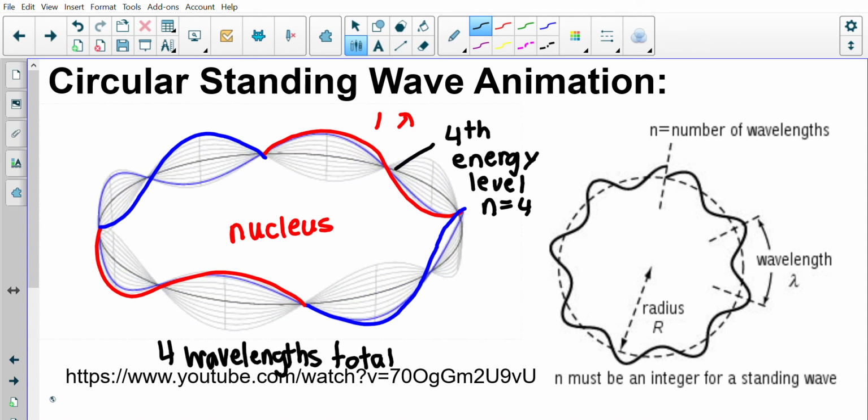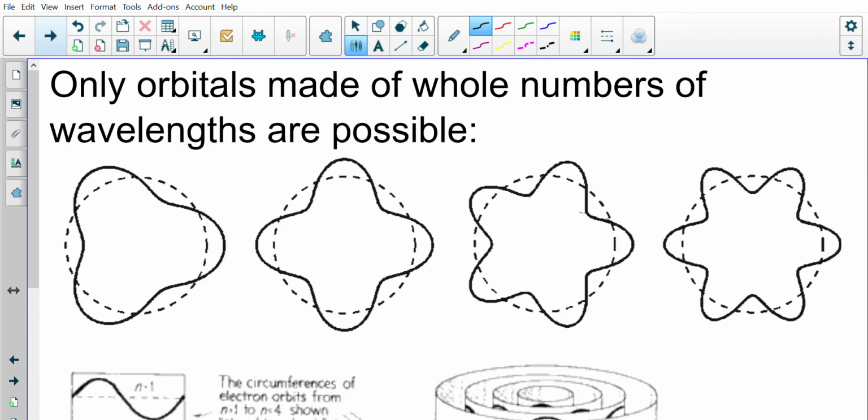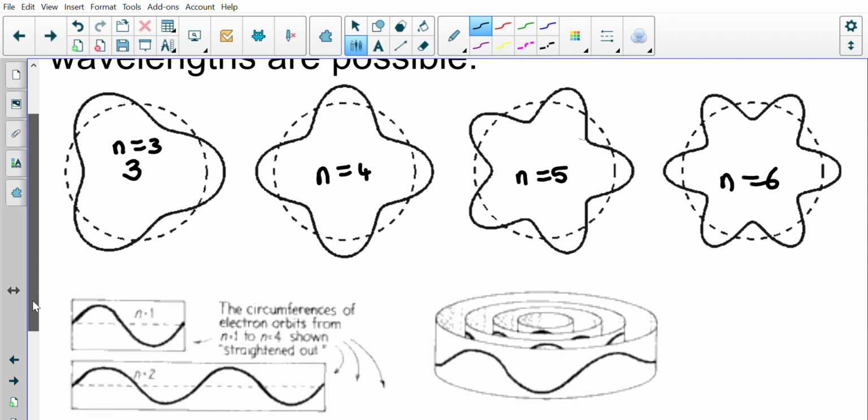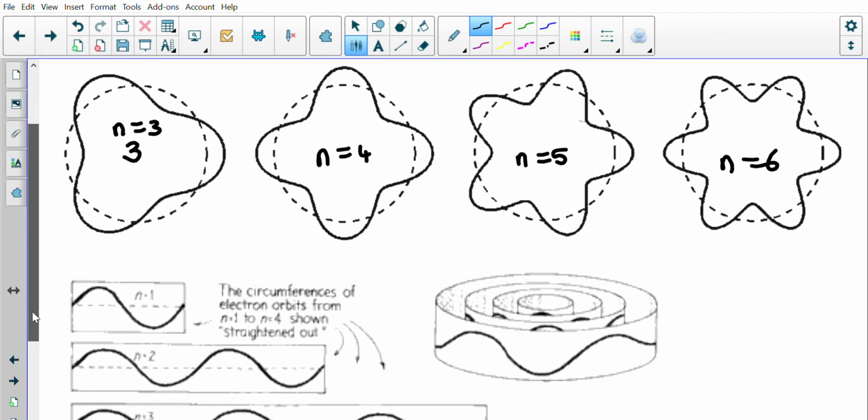All right, and I'm just going to go to the next slide for a second, and then I will go back to something that I skipped there. So only orbitals or energy levels made of whole numbers of wavelengths are possible. So if you look here, we have some different orbitals on the screen. This one has 3, so that's the n equals 3 energy level. This one has 4, this one has 5, and this one has 6. Okay, and what we do is we take those waves and we wrap them around the nucleus.